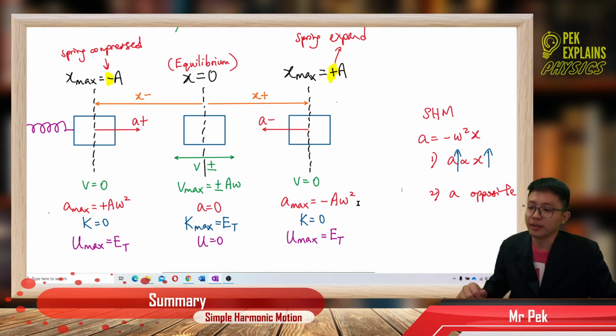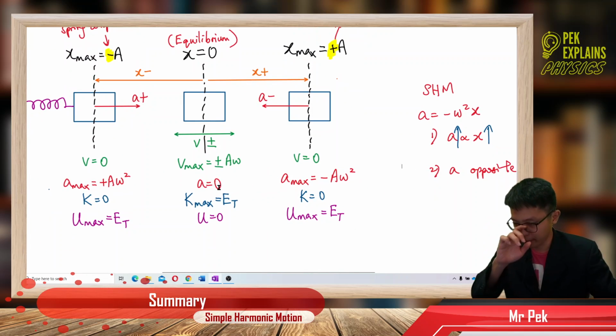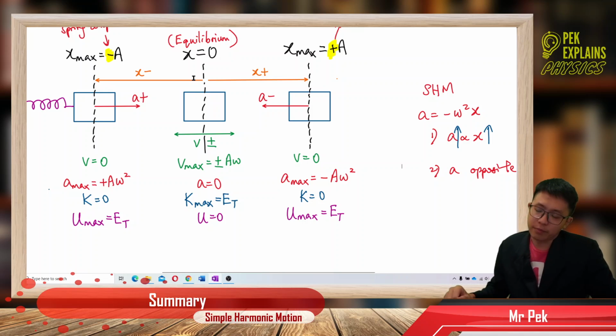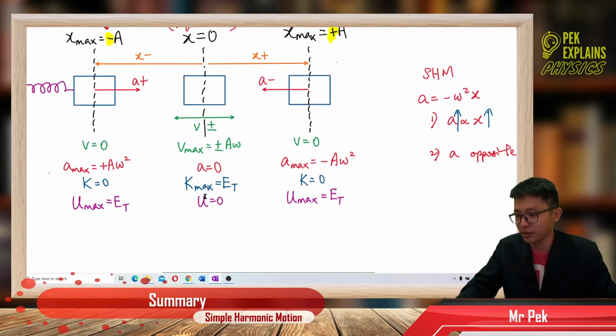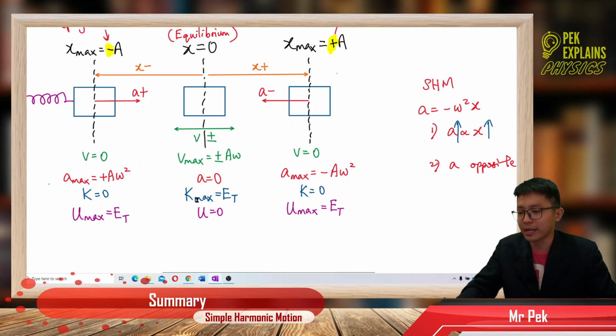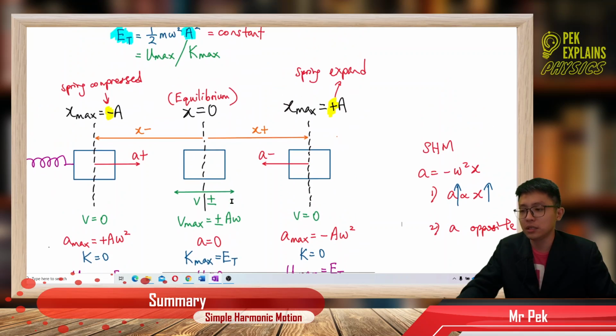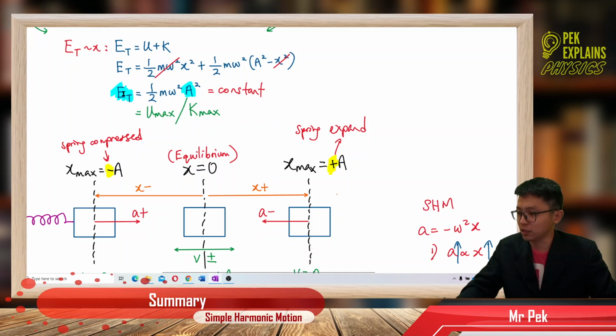Okay, good. Now look at here. Velocity is maximum at the center. The block is fastest at the center. So kinetic energy is also maximum at the center. Just now, in the first video, I did say that maximum kinetic energy is equal to the total energy, which is also half m omega square a square.